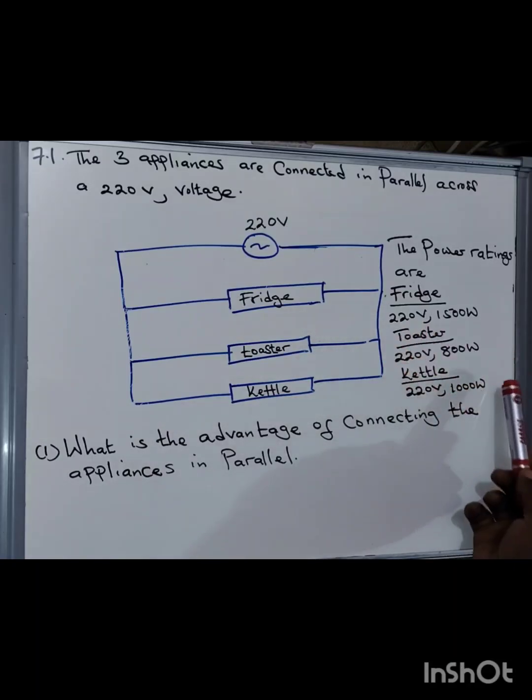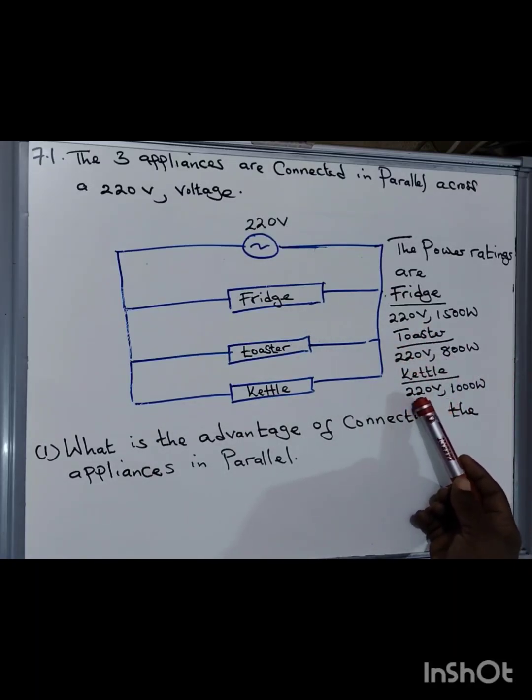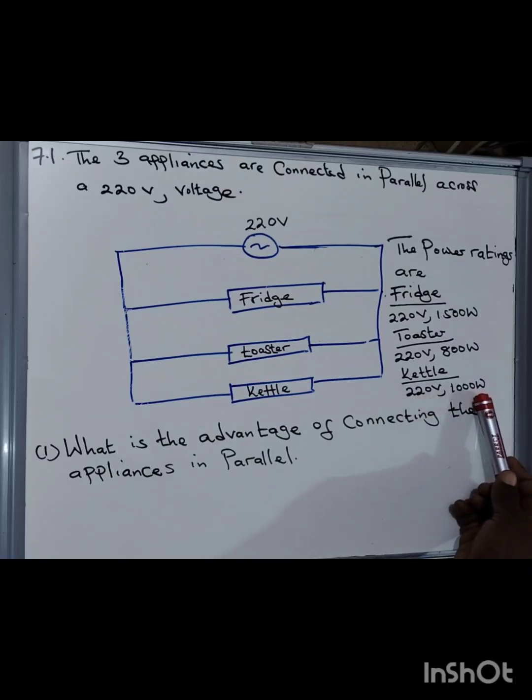Actually, let me try to explain what this means. This means that if the kettle is connected across a voltage of 220, it will dissipate energy at the rate of 1,000 joules per second or 1,000 watts.